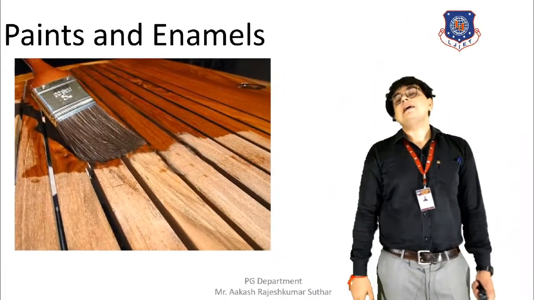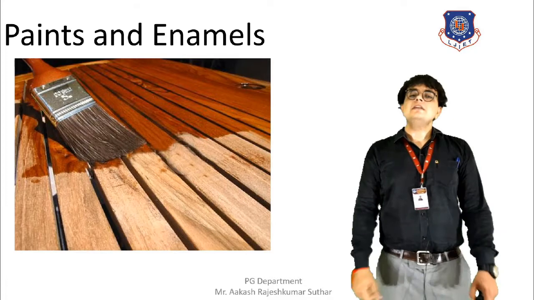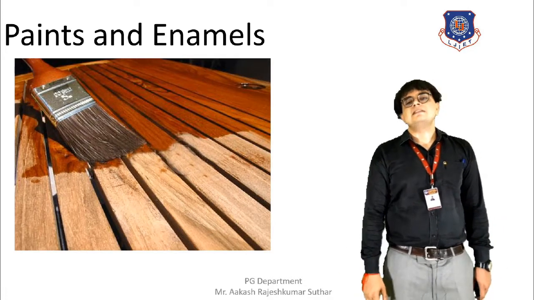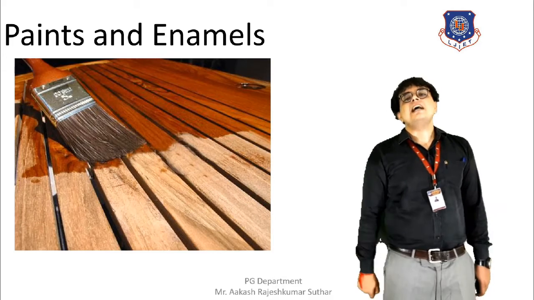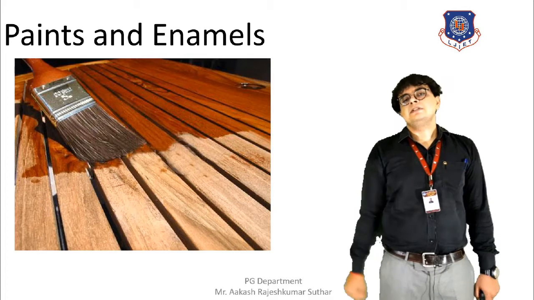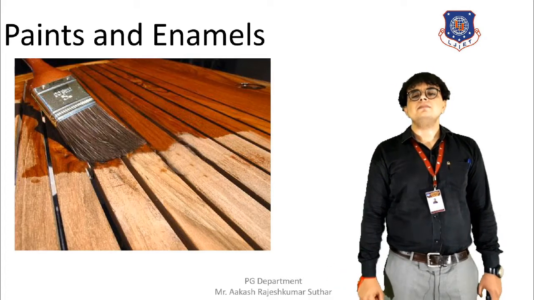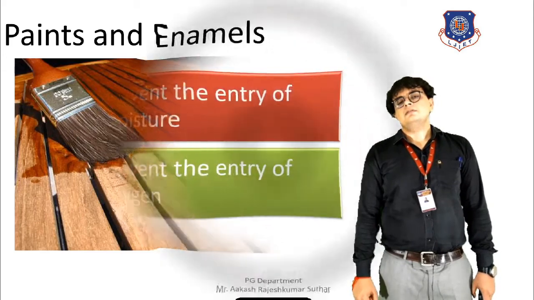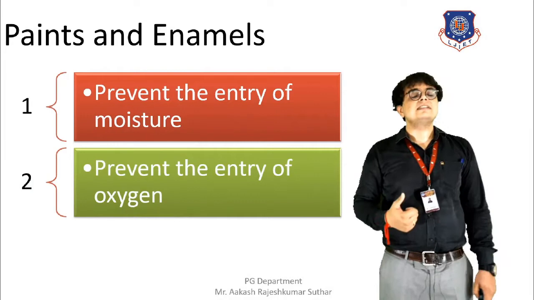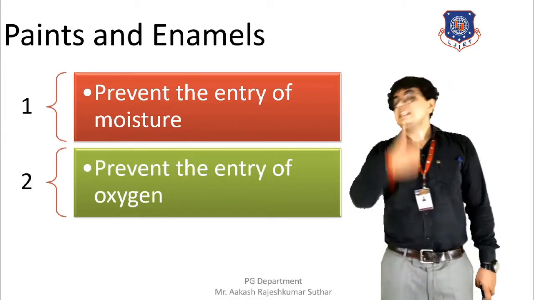We also have varnishes, which are provided so that rusting does not take place. In radiators and boilers, anti-rusting agents are applied so that corrosion will not take place in them. So these are all the things which mainly take place. As I discussed previously, the entry of moisture and oxygen will be prevented by the application of the paint and enamels.